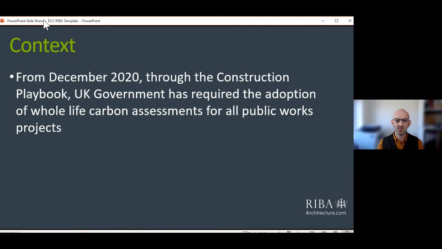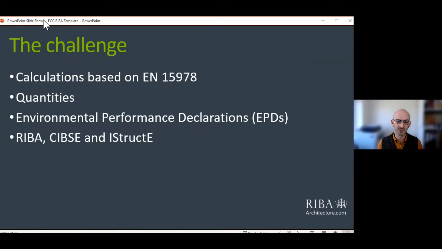And in terms of context, if you're working on any public works projects, then basically embodied carbon calculations are bound into the construction playbook now, and therefore that's something that will need to be considered going forwards on public works. Some of the challenges relate to tying in with European standards, and also assessing quantities in an appropriate way, getting hold of information about environmental performance declarations, which obviously fit into embodied carbon calculations, and obviously tying in with RIBA, CIBSE and IStructE different requirements.